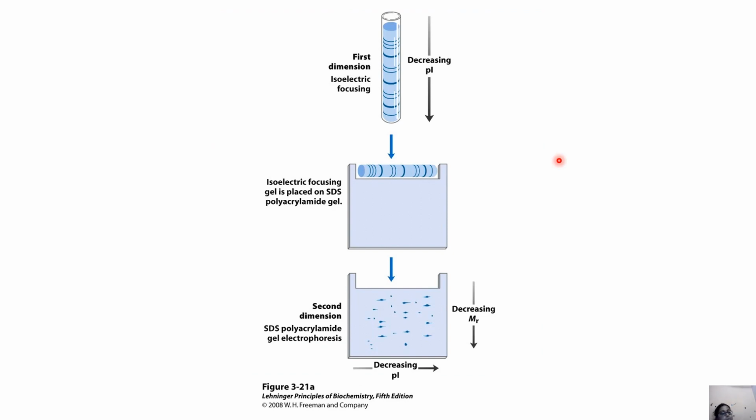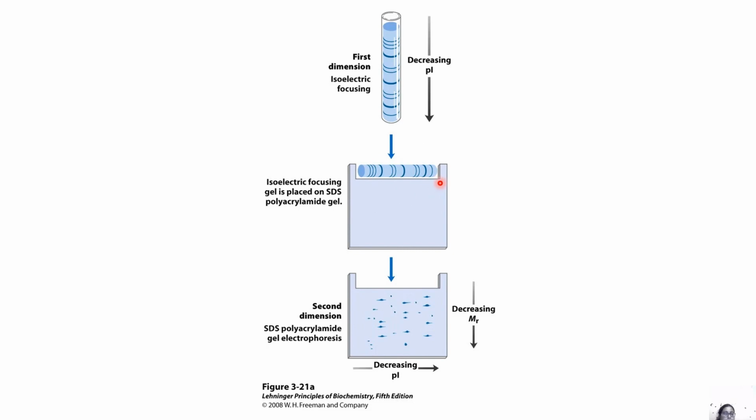Now there is a way of doing two dimensions of separation. The first dimension can be isoelectric focusing, which we have discussed right now. Along a decreasing pH gradient, samples are added and the proteins will stop at the particular point where their isoelectric point is. Now the proteins have been separated in one dimension. Further separation can be done based on SDS-PAGE.